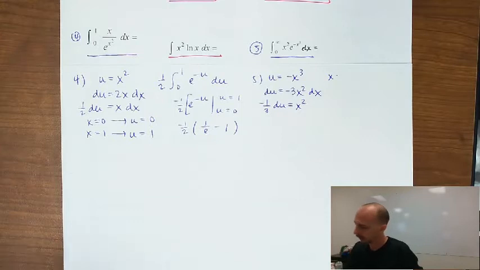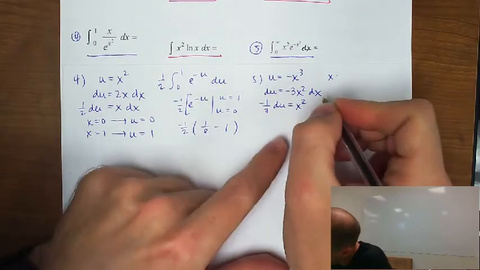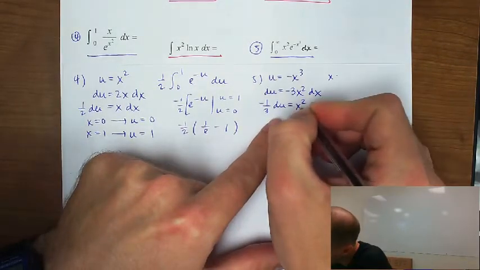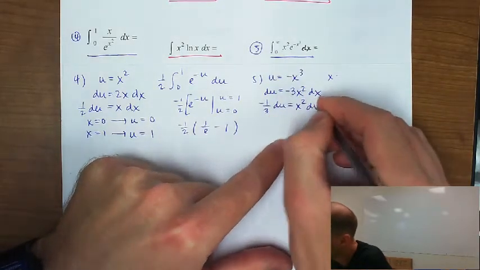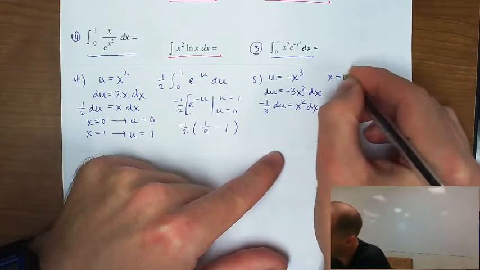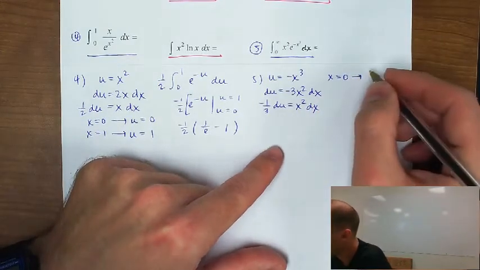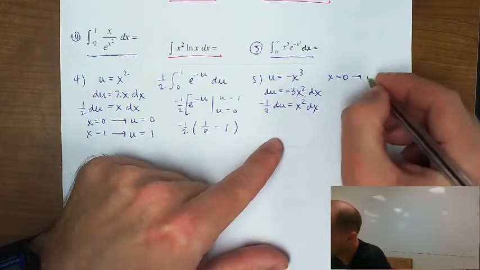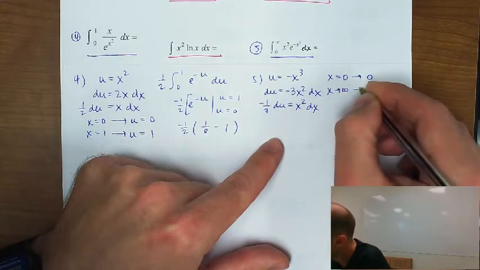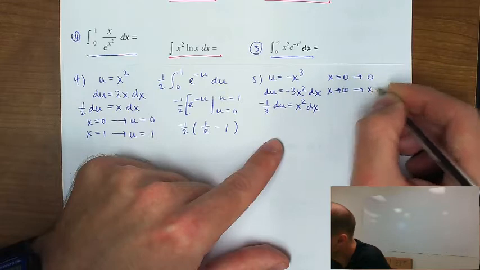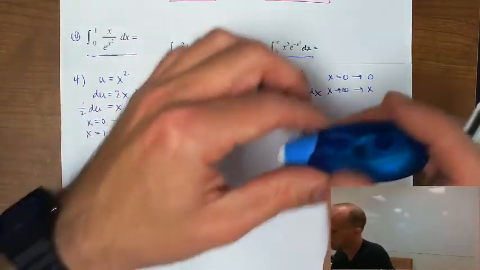All better now. So -1/3 of du is x squared dx, which is what I'm supposed to have. So when x is 0, that becomes -x to the 3rd, which is going to become 0. And as x approaches infinity, u is really approaching -infinity.